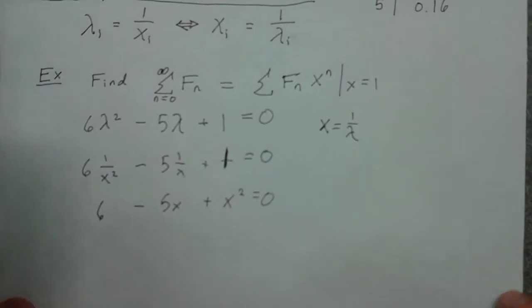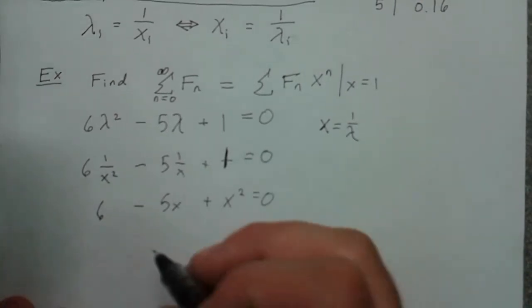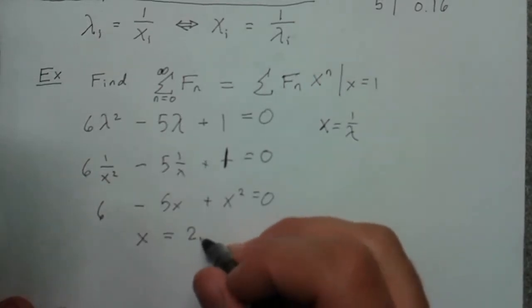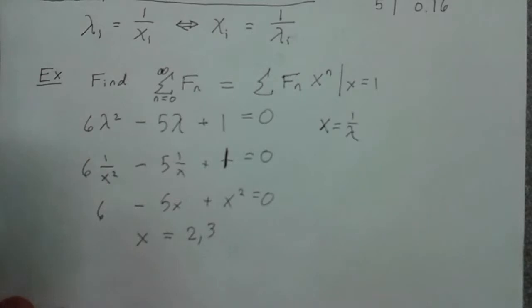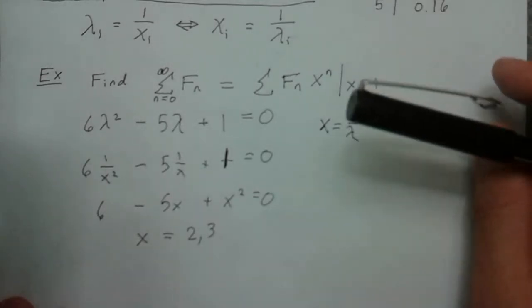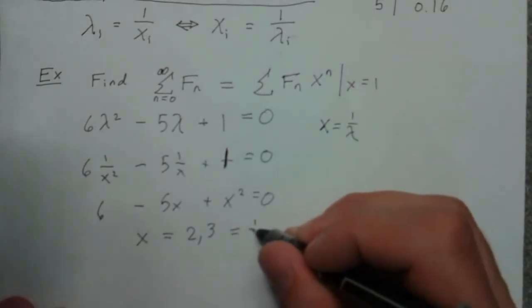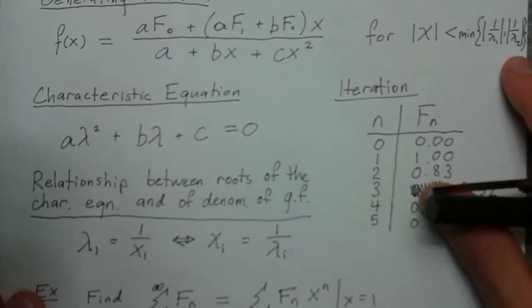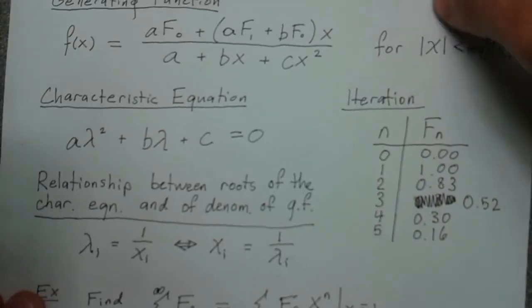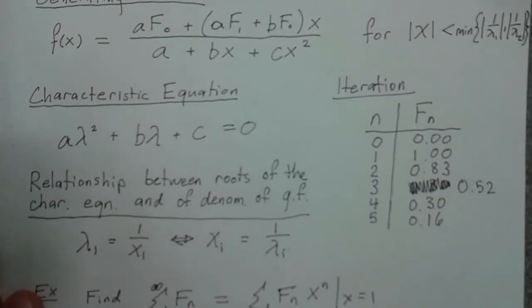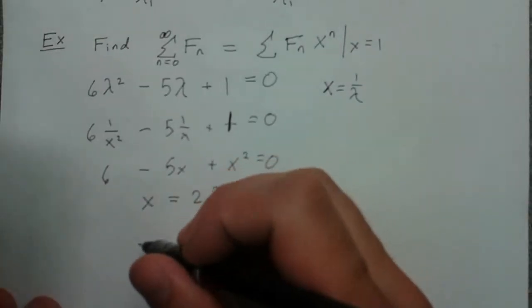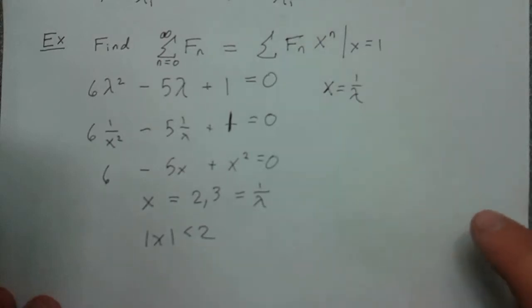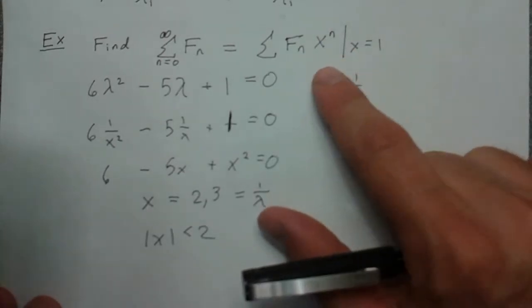And if you solve this, you see that x is equal to 2 or 3, which means that, and remember these are the same thing as 1 over lambda, so looking at this radius of convergence, it means that x must be less than 2, because 2 is the minimum. So the radius of convergence is x must be less than 2. And so this is fine, 1 is in the radius of convergence.